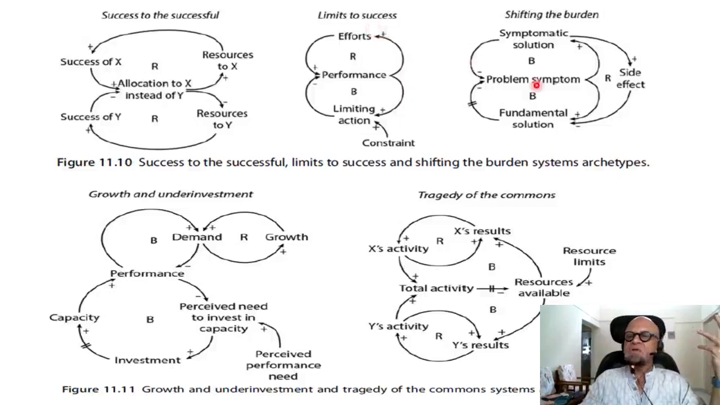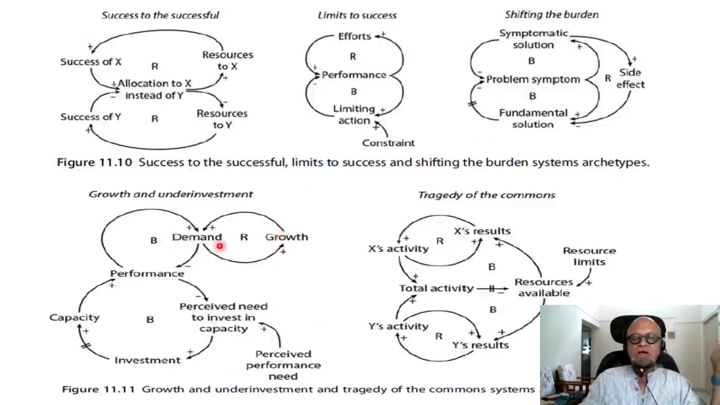So shifting the burden, again, you will have side effects, which then creates a problem symptom, treatment leading to a symptomatic solution and not solving the problem. So the fundamental problem remains, and side effects from the symptomatic solution keep feeding into the fundamental problem itself, making it worse. So you just shift the burden from the problem symptom to the fundamental solution itself. Okay, I hope it makes sense.